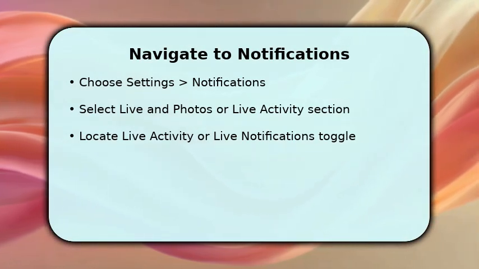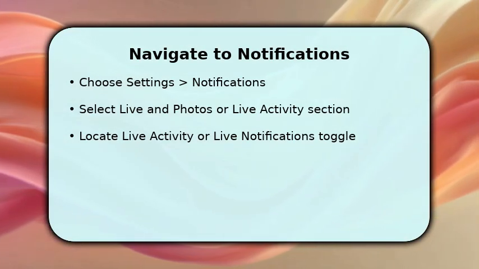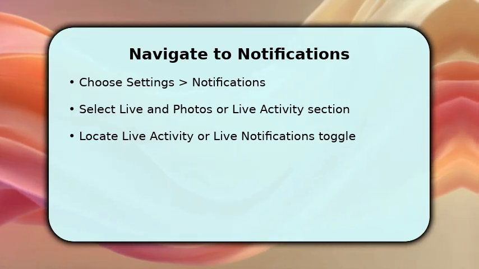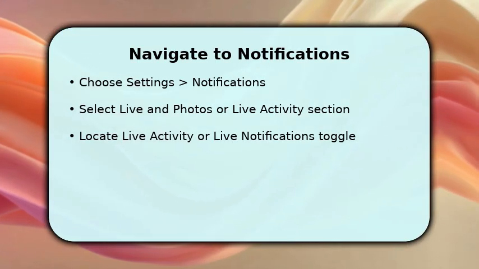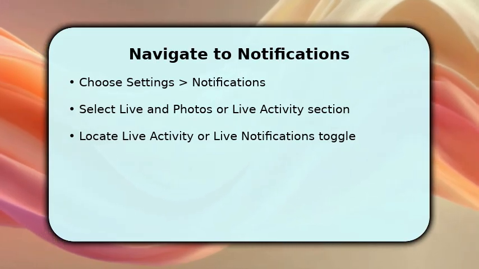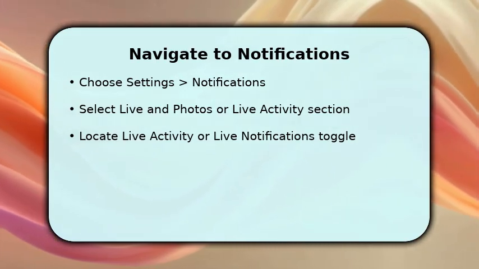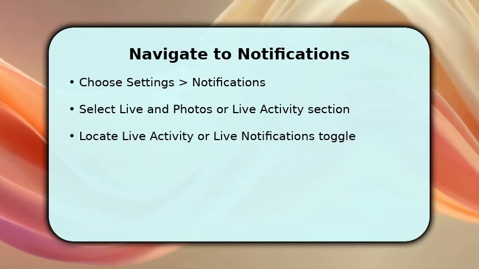Once inside Notifications, find the Live or Live Activity section, sometimes nested under Posts, Stories, and Comments, or a dedicated Live category. Tap it to open the specific controls that manage live stream alerts.